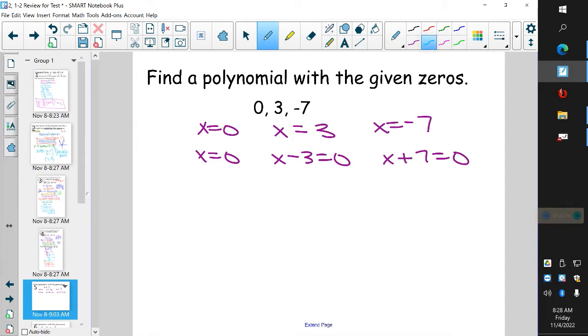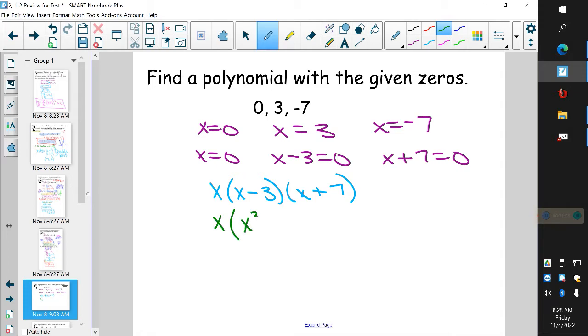We're going to multiply them all together. So I have an x times an x minus 3 times an x plus 7. I'm going to keep this x out here, and I'm going to FOIL these.